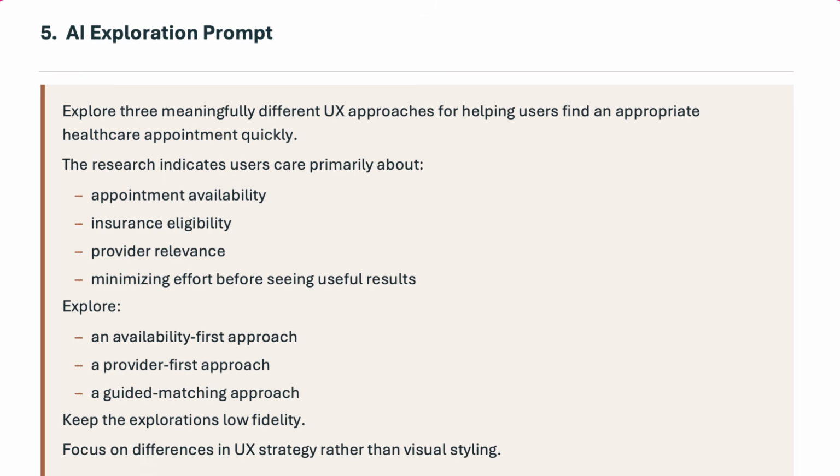Very often we take the easy route and we tell the AI, just explore 3 directions. But if I tell it to explore 3 directions without any specification, it's going to go in so many different directions. But we already know what we want to test for. I wanted to explore an availability-first approach because this is what our research has shown us. First, let's test by availability. Second, a provider-first approach. And third, a guided matching approach. And I provided all this information on the directions that were informed by my research.